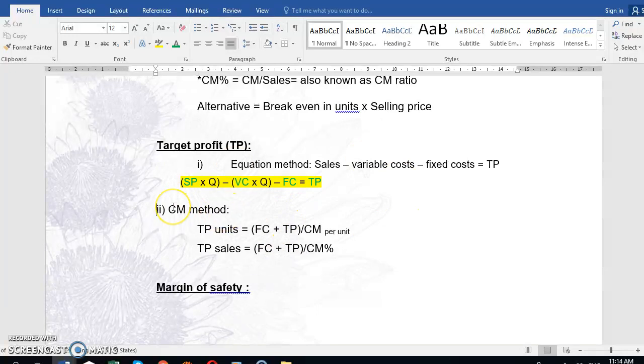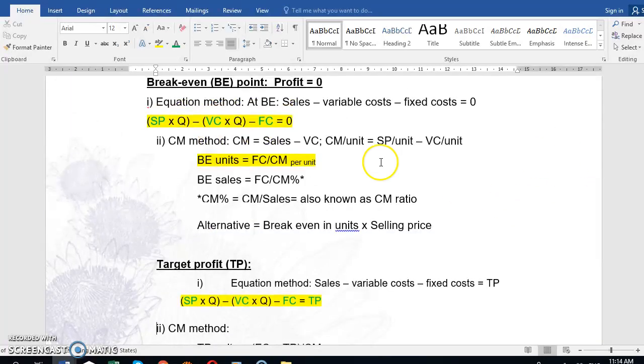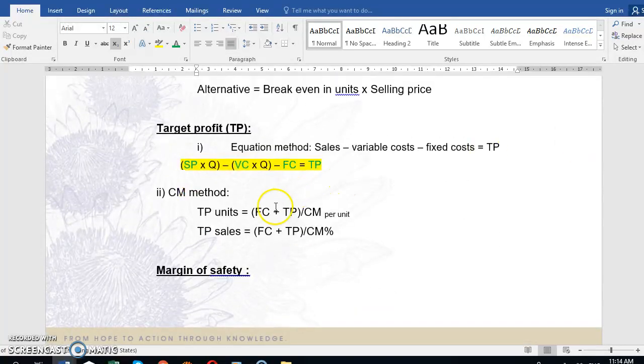Then there's also again the contribution margin formula, which is similar to the formula above. Above it was fixed cost divided by contribution margin per unit. The only difference now is I don't just need to cover my fixed cost with the contribution margin, I need to cover the target profit as well. So it just becomes fixed cost plus target profit, and that's in units.